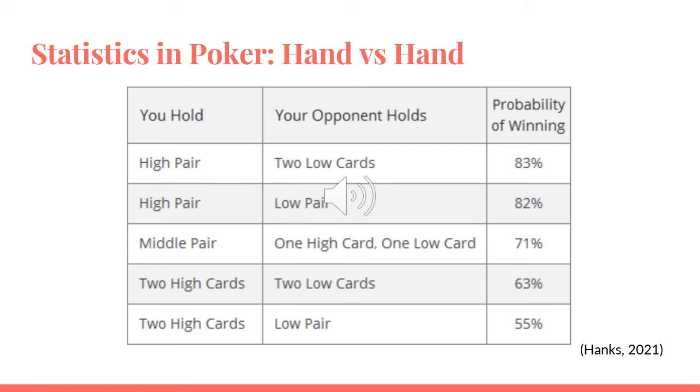You can see on the second line, it says if you have a high pair and your opponent has a low pair, your probability of winning is 82%. So it is going down each time. And on the bottom of the chart, if you have 2 high cards and your opponent has a low pair, your probability of winning is 55%. So it does get lower each time, but you still have a good chance of winning.